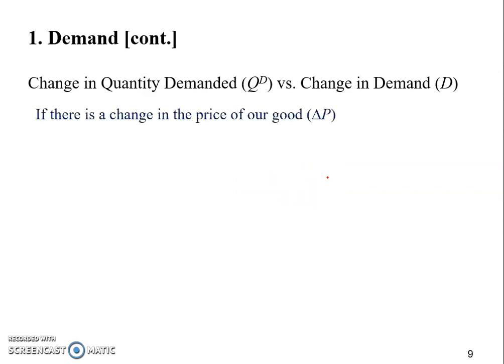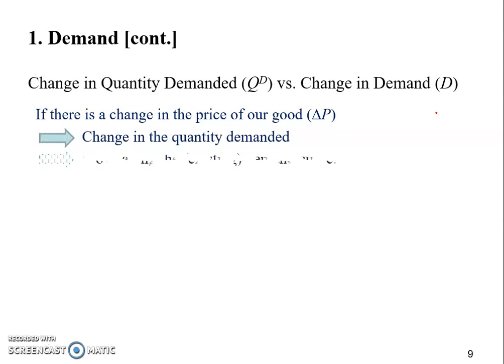Now if there's a change in price of our good, P, here delta is a Greek letter, it means change. If there's a change in price of our good, then we're gonna see a change in quantity demanded. On the graph, there should be a movement along the curve. Here we said the existing demand curve. That means you don't have to produce a new curve. We're moving along the existing one.